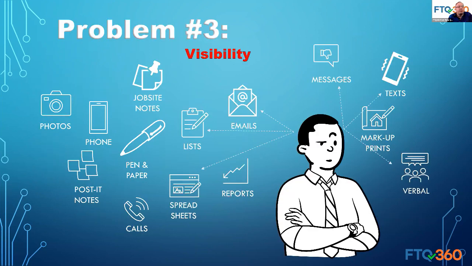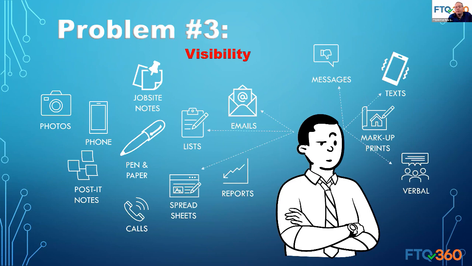So let's talk about problem number 3. And this is more of a 50,000-foot view of the problem. All that chaos on the job site prevents the management team and the corporate office from seeing the full picture.